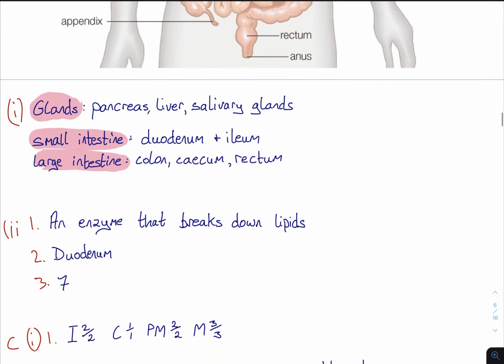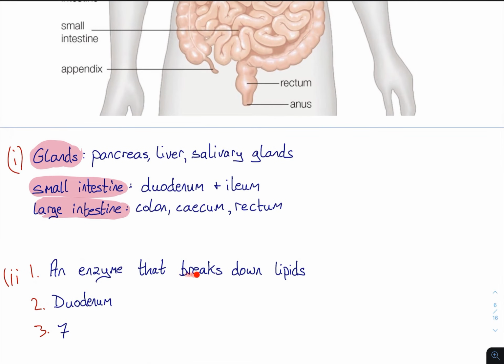So what is lipase? It is an enzyme that breaks down lipids, and the products of lipase are glycerol, I should say, and fatty acids. It acts in the duodenum and a pH of 7. Okay, you could have said 8, it doesn't matter.